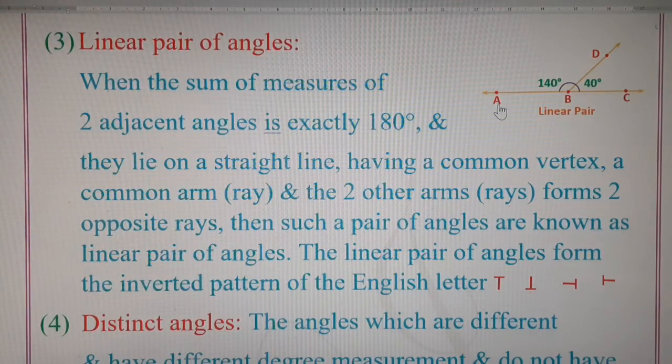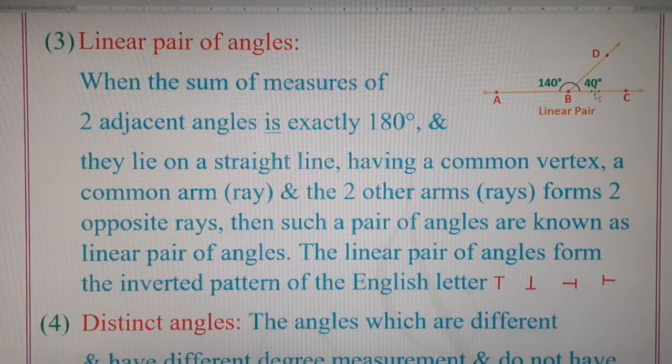So here we can say both these angles are having a common vertex and they are having a common arm or a common ray, and the other two arms form two opposite rays and they lie on a straight line. Then such a pair of angles are known as linear pair of angles. And we have to remember that linear pair of angles are supplementary. That means the sum of measures of the linear pair of angles will always be equal to 180 degree.